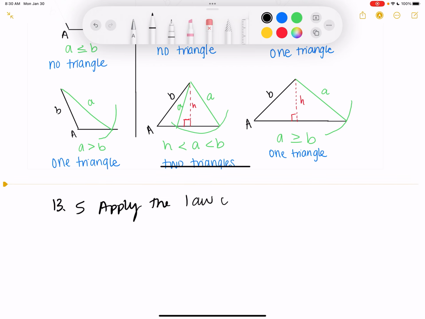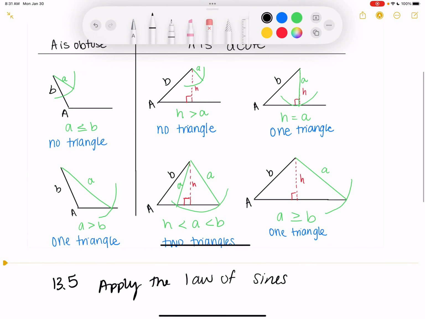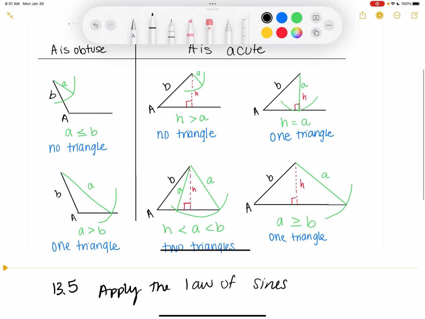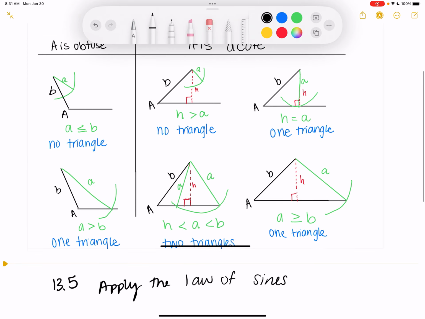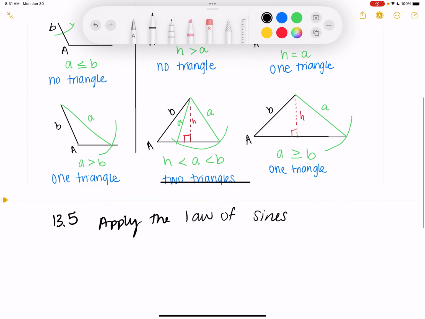13.5, apply the law of sines. So this chart will be very useful in solving. You will just have to know this information. You won't have it in front of you when we do it. The first problems in the section are to identify what case it is and then to decide if there's 1, 2, or no triangles.